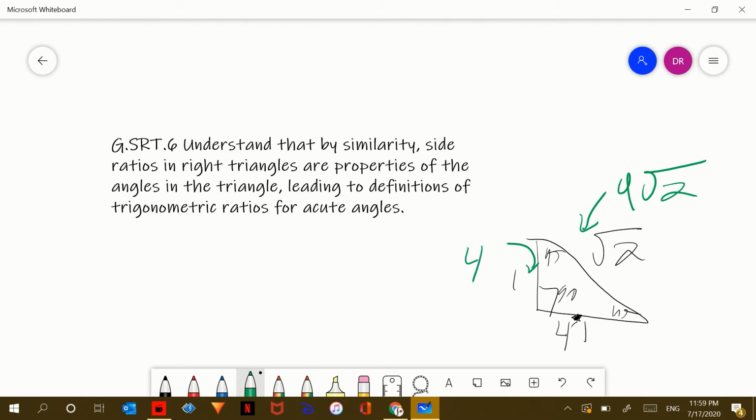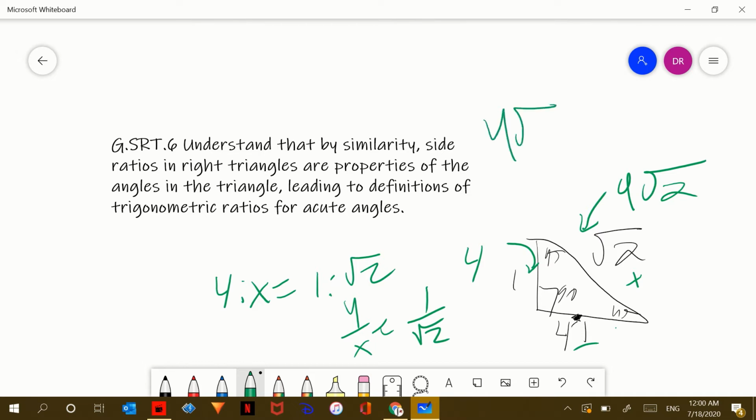We can solve this by setting up a ratio. Let's name the side x. For the ratio between 4 and x, there's 1 of 4 for every square root of 2 of x, right? So we can rewrite this as 4 over x is equal to 1 over square root of 2. Cross multiply, you get 4 times the square root of 2 is equal to x. So this is an easier way to solve for the hypotenuse.